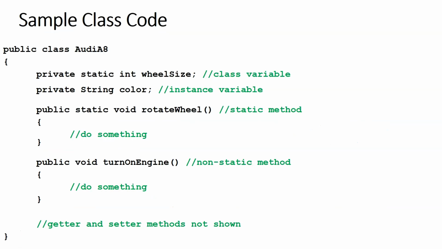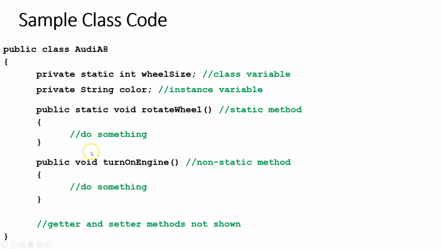Here's some sample class code. For our class Audi A8, we've got private static int wheelSize. This is a class variable. It belongs to the class. This is an instance variable. It belongs to the instance. Private String color.